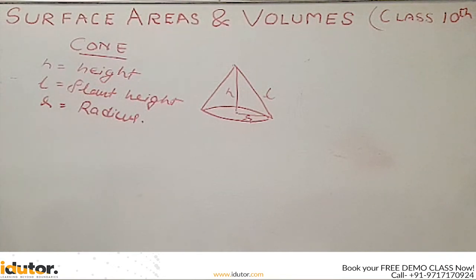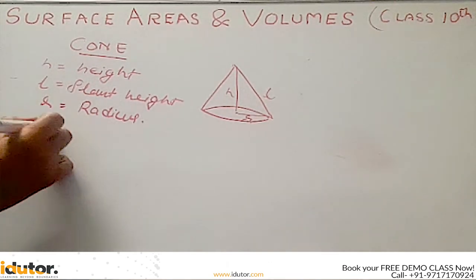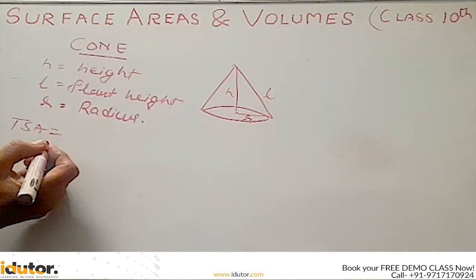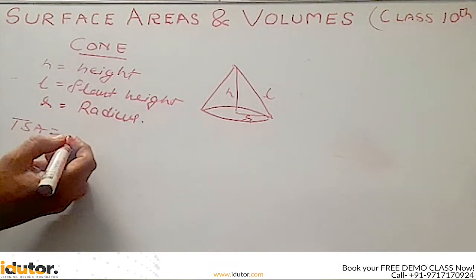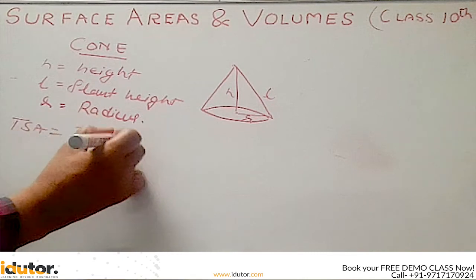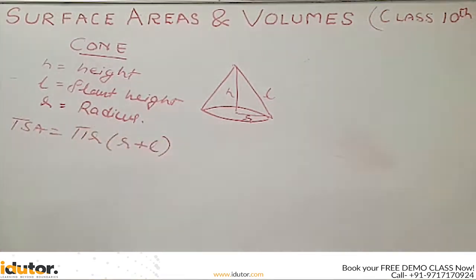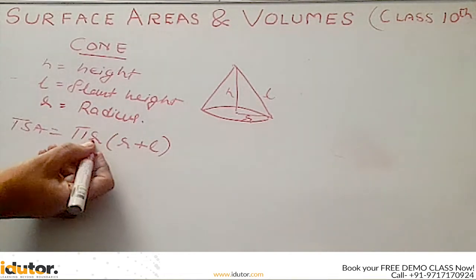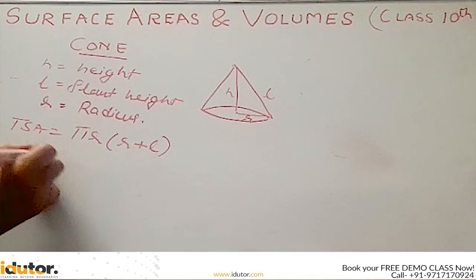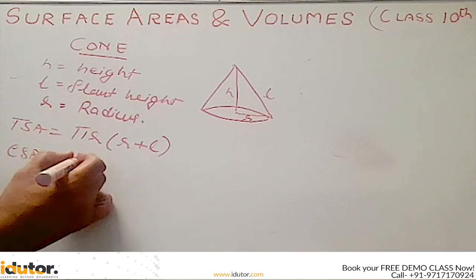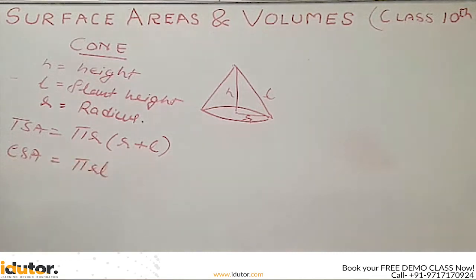Okay, now here we'll be discussing the total surface area of the cone. Let us say the total surface area of the cone is equal to pi r (r plus L). We have got the radius and we have got the slant height. And what is the curved surface area? That is equal to pi r L. So this is the curved surface area of the cone.